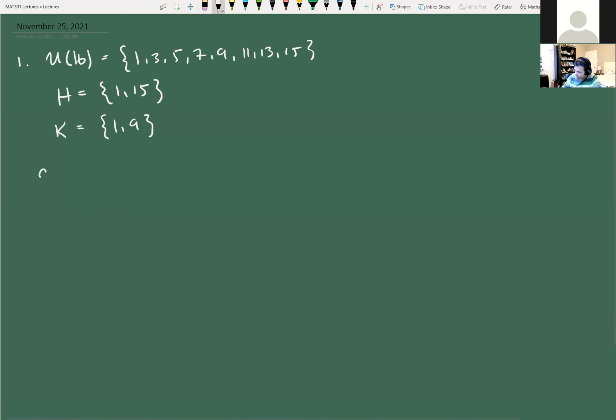So for A, it says prove that H and K are normal. There's nothing that we have to do. I claim this is trivial. By the way, you're never allowed to write that word, right? That's for professors only. Students aren't allowed to do that. But why is this trivial? And of course, if it's trivial, you should explain why it's trivial. So why is this trivial?